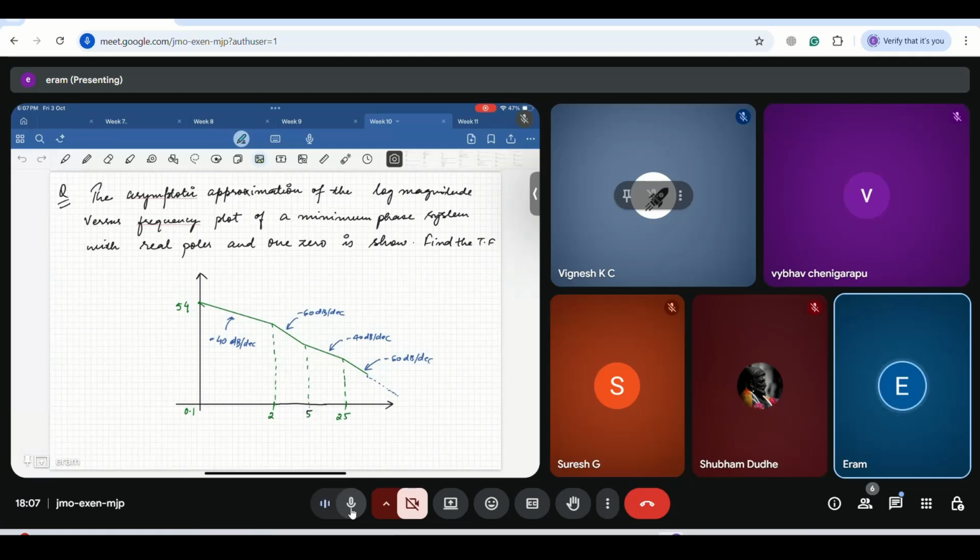In this question you were given the asymptotic approximation, which is nothing but the approximate magnitude Bode plot of a transfer function, and it is given that you have a minimum phase system, all the poles are real, and you have one zero. For this you have to find the transfer function. How to proceed? By looking at the Bode magnitude plot, can you guess the corner frequencies and the type of the system?